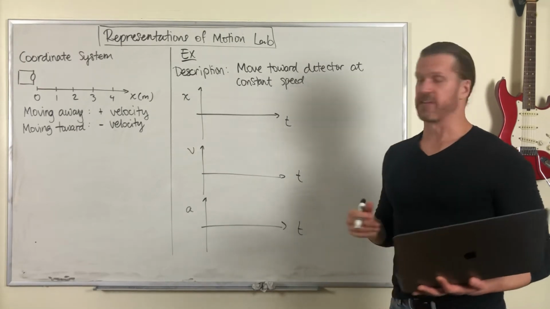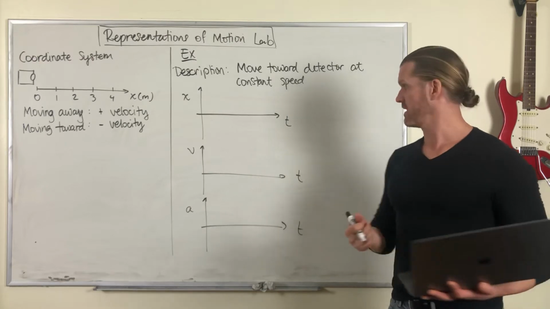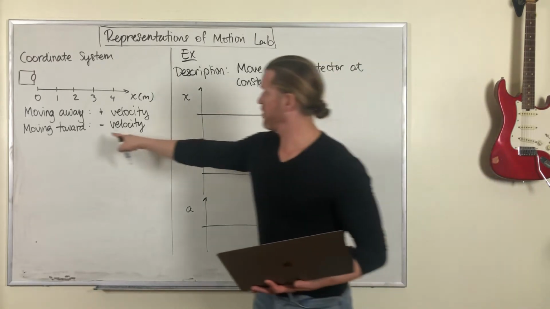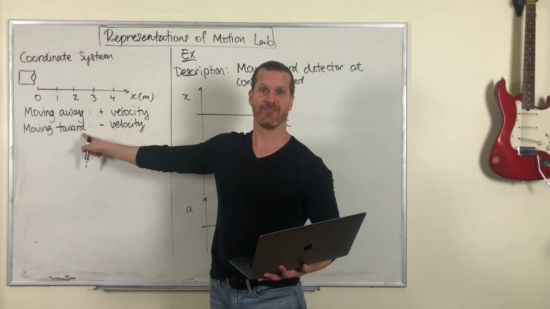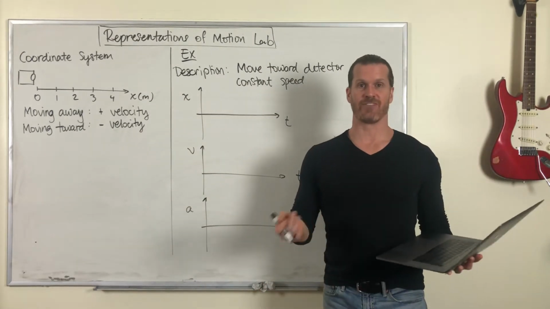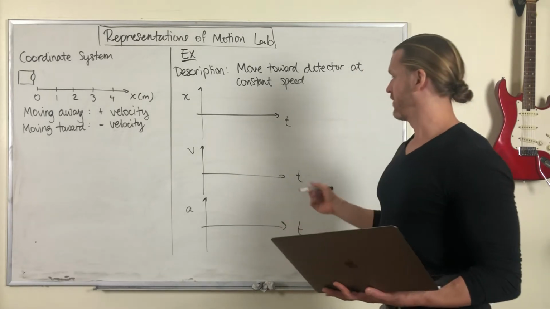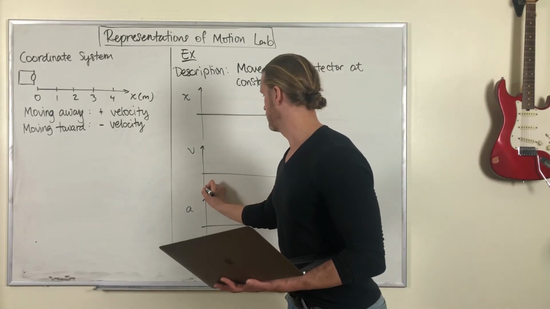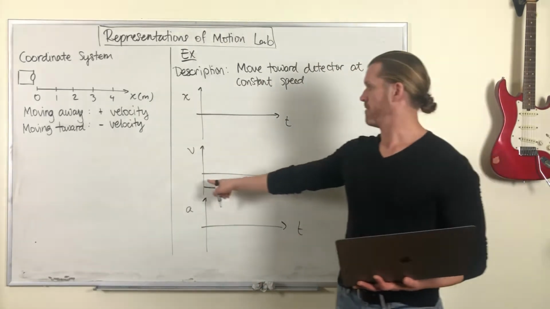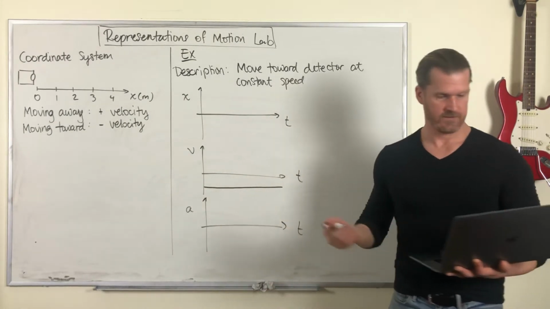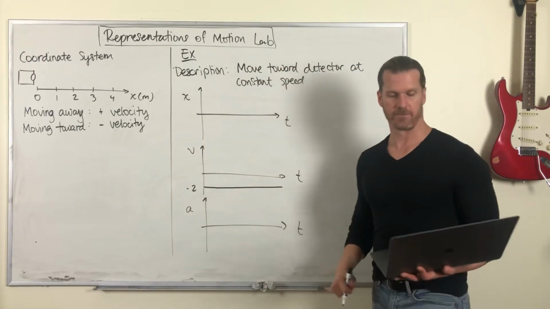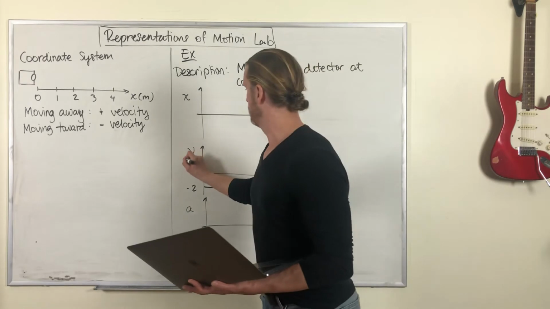Now, based on this description, the easiest graph to fill out first would be the velocity versus time graph. We know that if you move toward the sensor, that would be a negative velocity. And if we're moving at constant speed, that means the magnitude of the velocity doesn't change. So that would be a constant negative value, or a horizontal line that's negative. And here they give you some values. They say it's -2 meters per second.